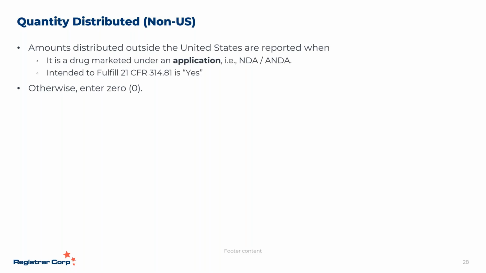If the amount reporting will not be used to report distribution amounts for drugs that are marketed under an application, or the drugs are marketed without an application, such as monographs or unapproved drugs, then the reporter would select no for intended to fulfill 21 CFR Part 314, Section 81, and no quantities would be required. You could report 0 for quantities distributed outside the United States.